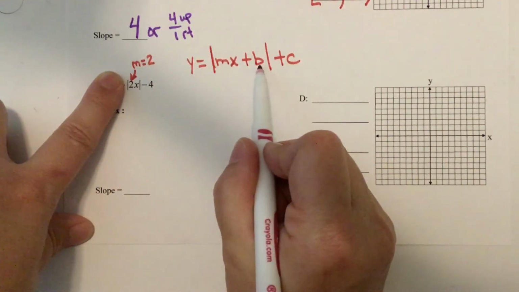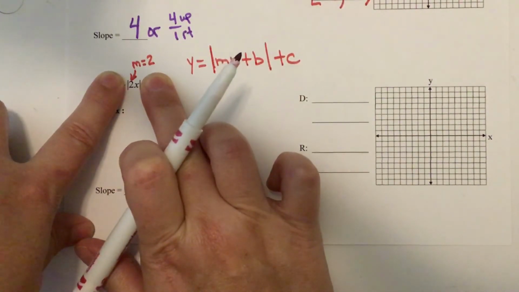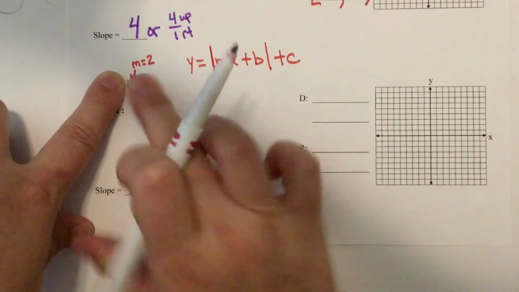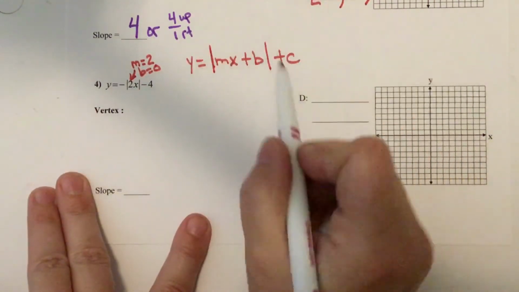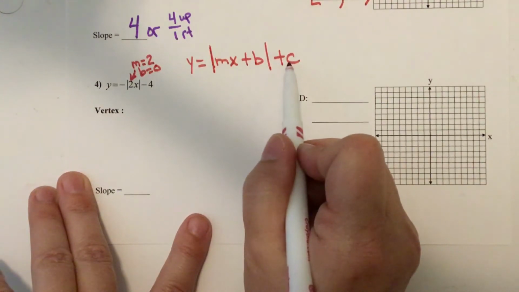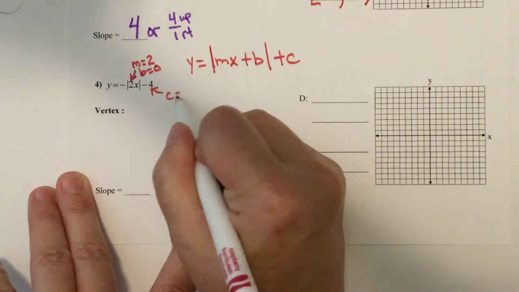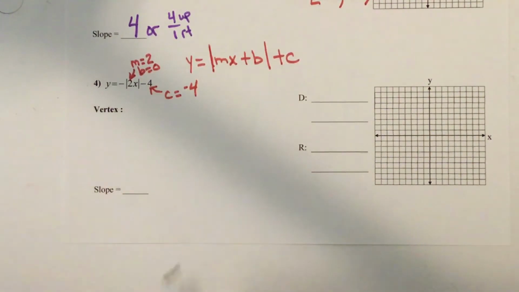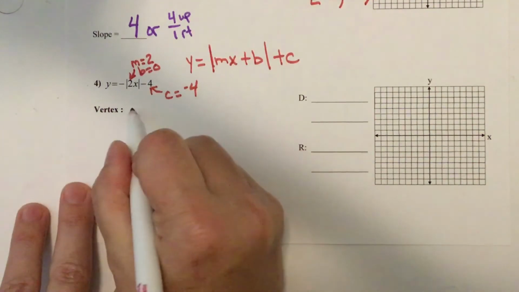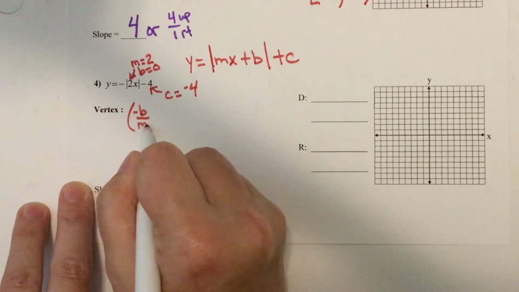Now B is behind the X inside the absolute value bars. Do you see a number behind the X inside the absolute value bars? Nope. That means B is a 0. And then C is what's added or subtracted on the outside. So who do you think C is? -4. Good. And this little negative out in front, he's going to have to do a slope. All right, let's try our formula. So remember, it's opposite of B over M, comma C.